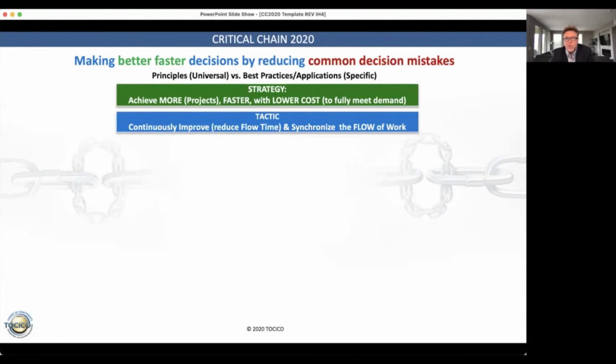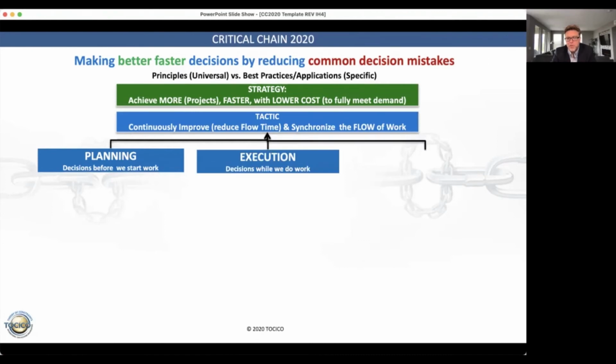We know that in order to achieve more, faster, with lower cost, we have to continuously improve and synchronize the flow of work. And by continuously improving flow, we specifically mean reducing flow time in order to get flow rates up. Now, how do we go about doing that? There are essentially 3 leverage points in the system: planning decisions, decisions we make before we start the work; execution decisions, which are decisions we make while we do the work; and improvement decisions, which are decisions we make after we've completed the work. We can reflect back, we've got some measurements, and now we can decide what to change and what not.